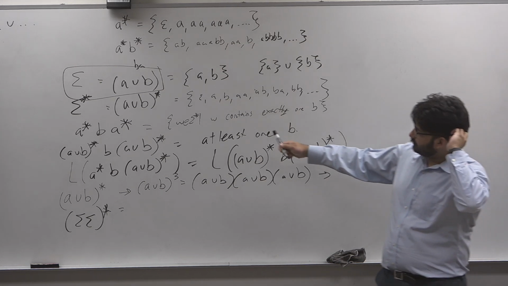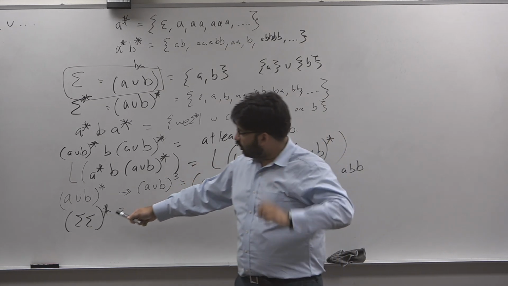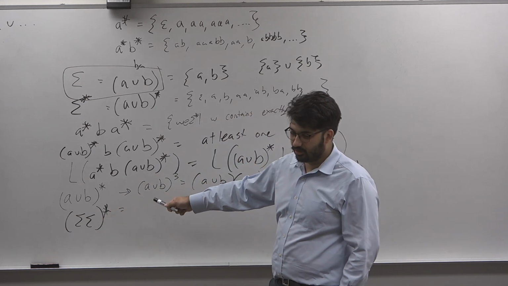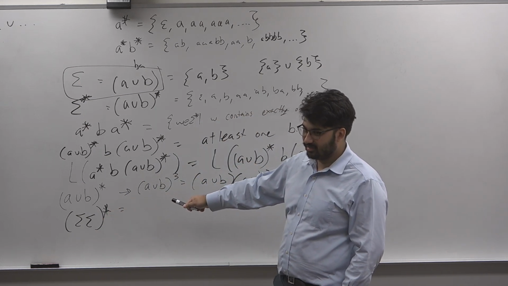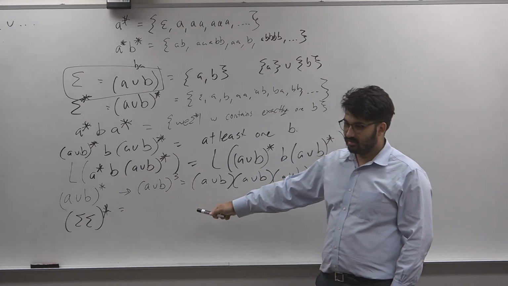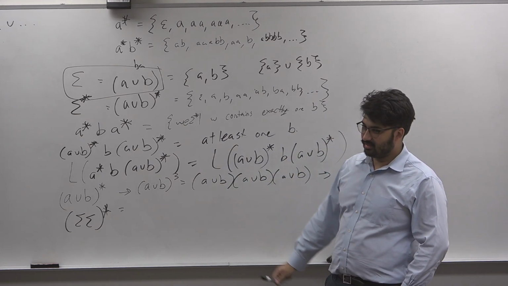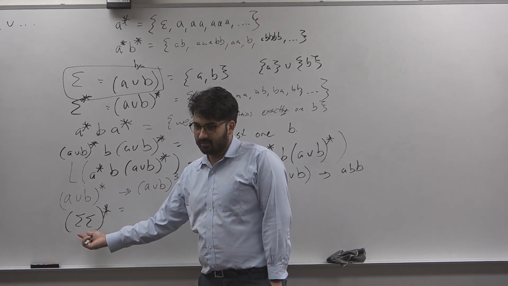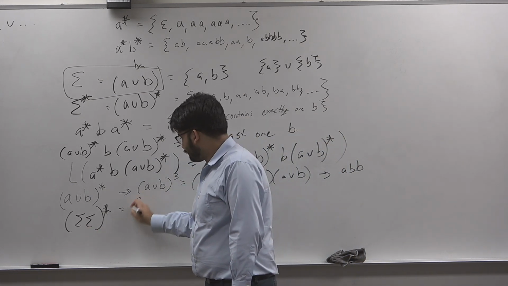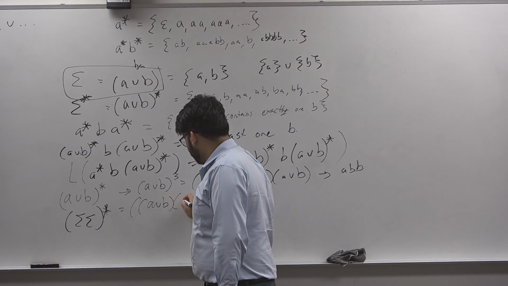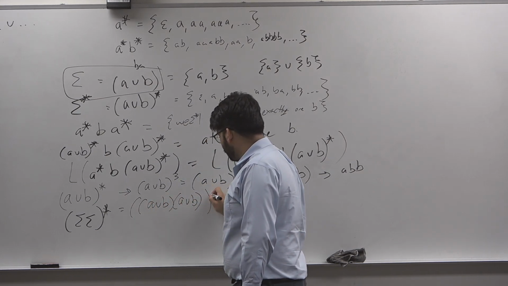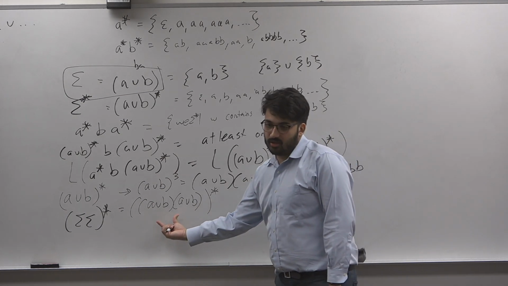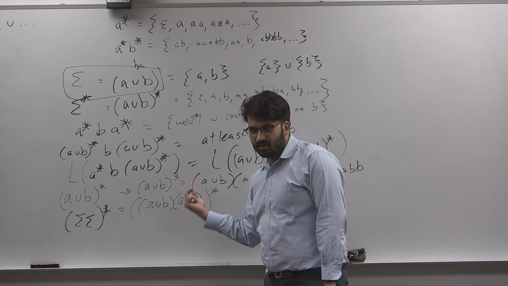So all strings of length two. So you said it's all strings of length 2? No, you're close, you're close. Let's break it up into parts. What is sigma, sigma, first off? A union B, A union B. Yeah. So let's expand A union B, A union B. What is A union B concatenated with A union B?